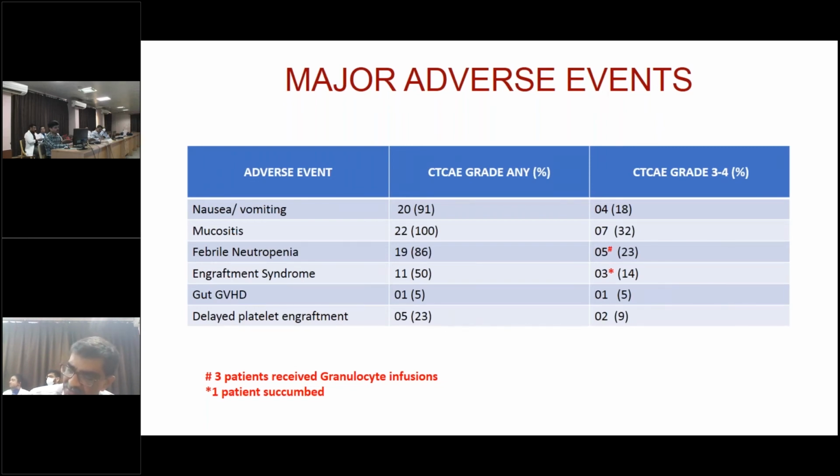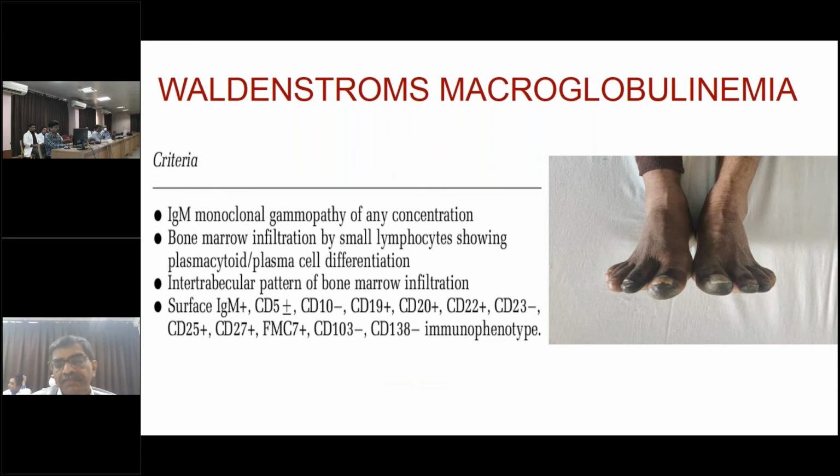However, we did see one patient who presented with large volume small bowel diarrhea and had a negative infectious workup, and had grade 4 GVHD, and needed a prolonged infusion of steroid therapy. 3 patients needed a granulocyte infusion to tide over the crisis. One patient succumbed. Taking over to Waldenstrom's macroglobulinemia and our departmental experience.